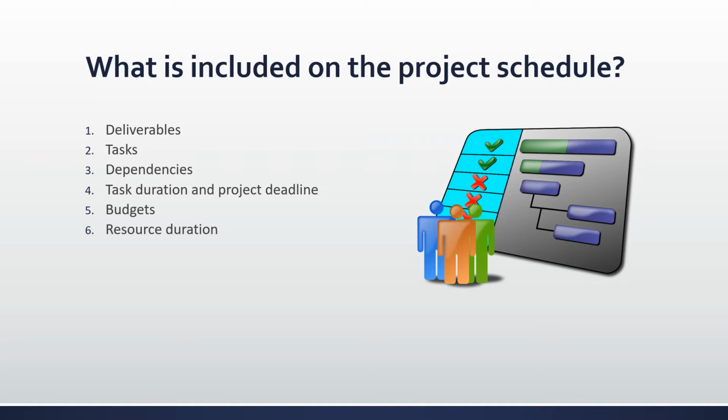So the following are included in the creation of the project schedule: deliverables, tasks, dependencies, task duration and project deadline, budgets, and resource duration. And when creating a project schedule, a project manager needs to do the following steps. They need to define who has the authority over the schedule. They need to identify project activities and tasks, figure out what tasks are dependent on other tasks, sequence the activities and tasks chronologically, estimate needed resources, determine duration of activities and tasks, and build the project schedule and monitor and control it throughout the project lifecycle.